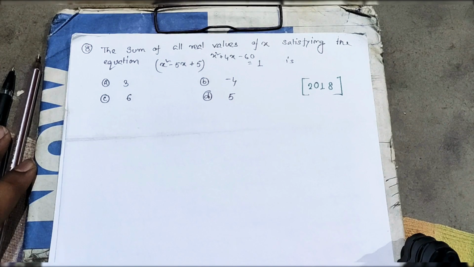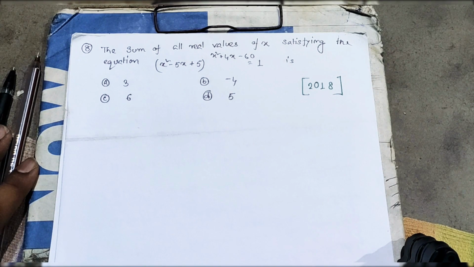In the next question, the sum of all the real values of x satisfying the equation (x square minus 5x plus 5) raised to the power (x square plus 4x minus 60) equals 1 is: A, 3; B, minus 4; C, 6; and D, 5. It was asked in JEE in 2018.